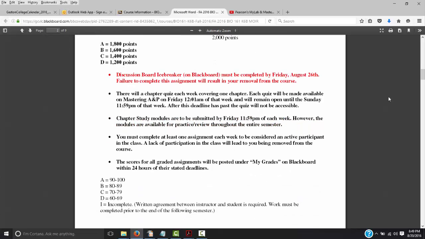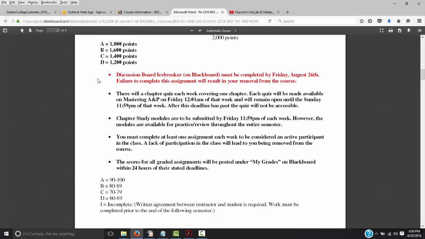All right, some key things to remember about this course. And the first one is in red for a very particular reason. Because this is an online course, one of the requirements that we have is an icebreaker assignment. So what most online courses do is we have a discussion board icebreaker, and this is something that is completed on Blackboard. This must be completed by this Friday, August 26th, by 11:59 p.m., so just before midnight.